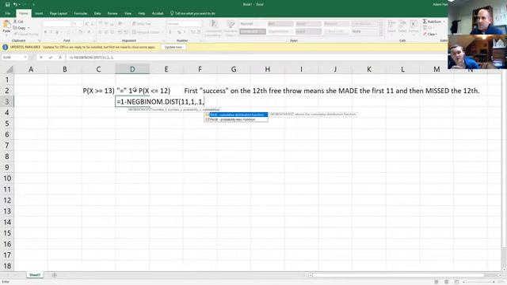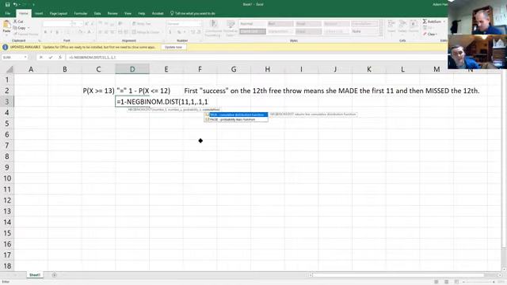Because you're adding up the probabilities. If I want X to be bigger than or equal to 13, that's the same as 1 minus the probability that X is less than or equal to 12. Means she could have missed on the first or the second or the third, and I'm just adding all together.